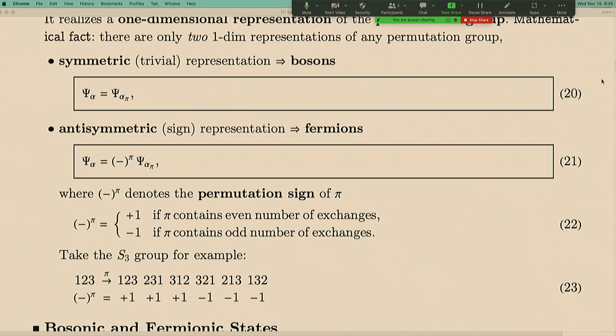You can show that every permutation can be decomposed into exchanges, although every permutation has multiple ways to be decomposed into exchanges. But the parity of the number of exchanges, whether it is odd or even, doesn't depend on the way you decompose the permutation into exchanges. For example, take the S3 group, which corresponds to the threefold permutation, meaning a permutation that takes 1, 2, 3 to any other possible combination.